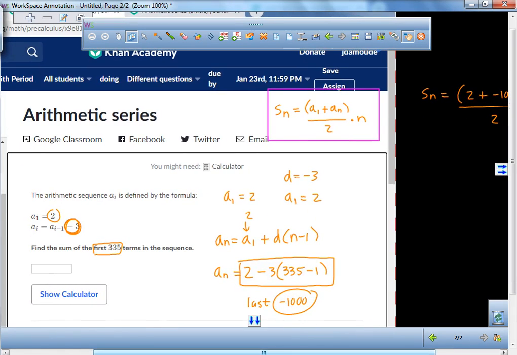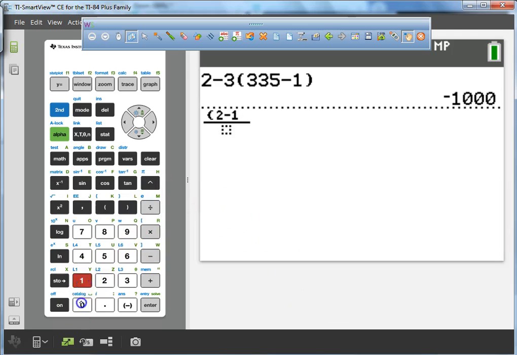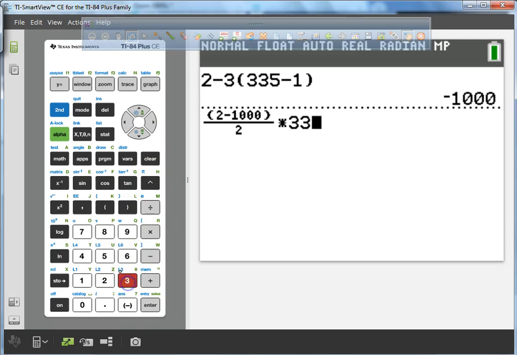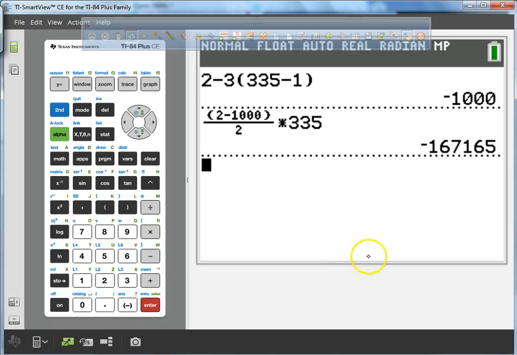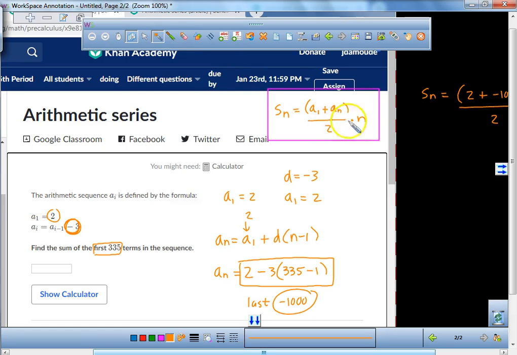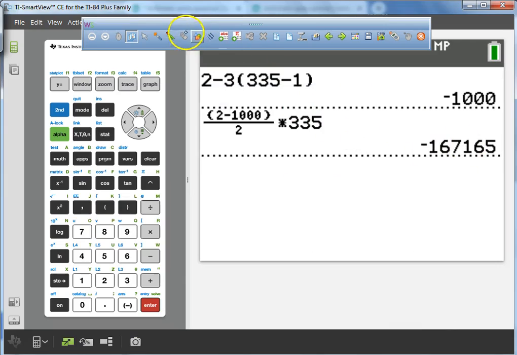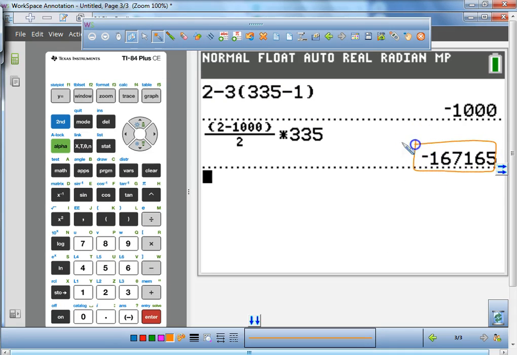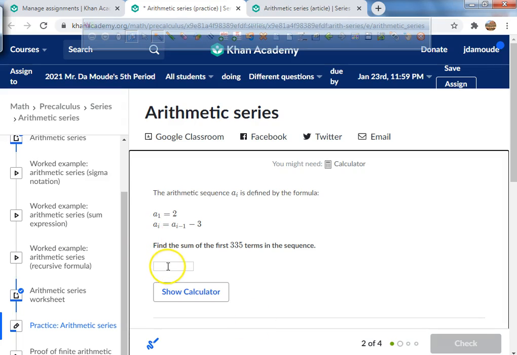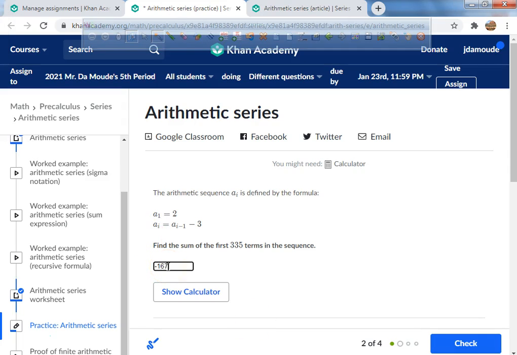Minus 1,000. Close that parentheses. Divide it by 2. And then I'm going to multiply it by 335 terms. Holy cow. So it looks like my answer is right there. Negative 167,165. All right, so I'm going to write this down right here. I'm going to put that in the Khan Academy. Negative 167,165. All right.